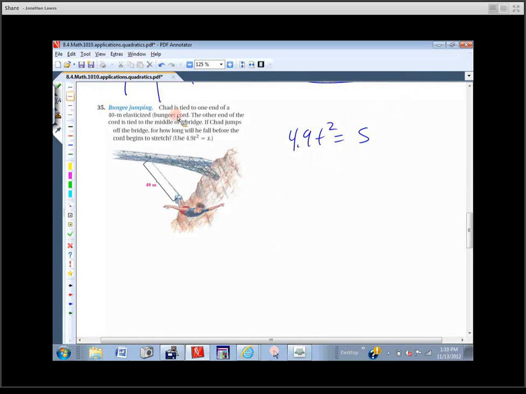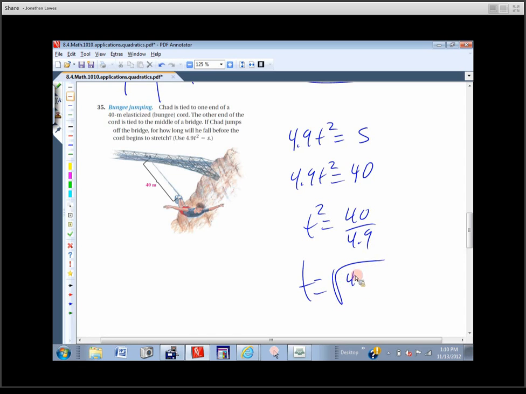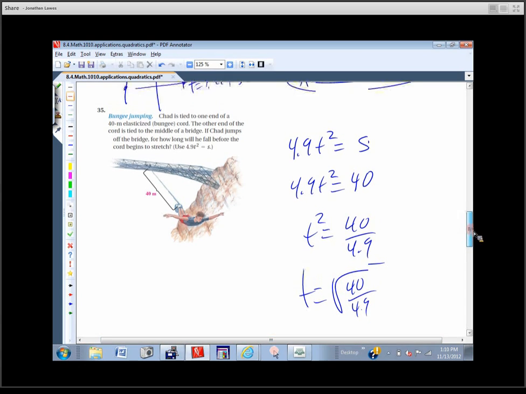Let's see. So if it's 40 meters long, how far will he fall before it starts to stretch? 40 meters. So we take 4.9 t squared and set it equal to 40. And that's an easy one to solve because, again, we just divide both sides by 4.9 to get the perfect square by itself. So t would equal the square root of 40 divided by 4.9. Again, make sure you plug it into your calculator correctly. Okay, any questions there? Get that one and then one more.